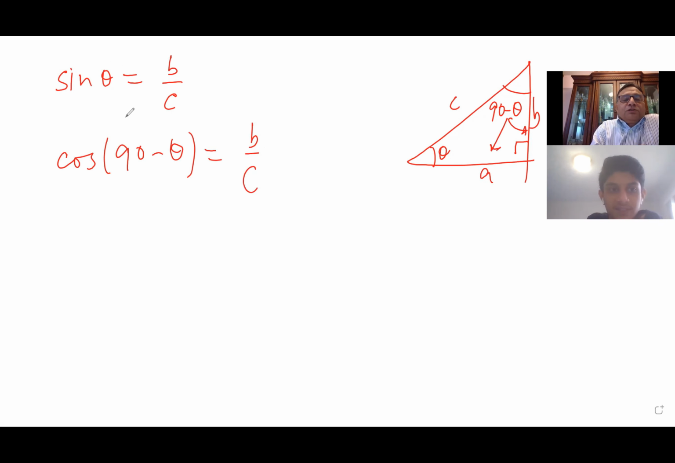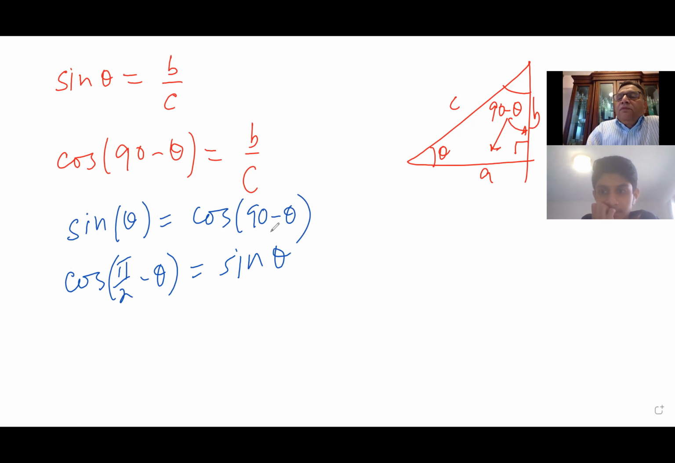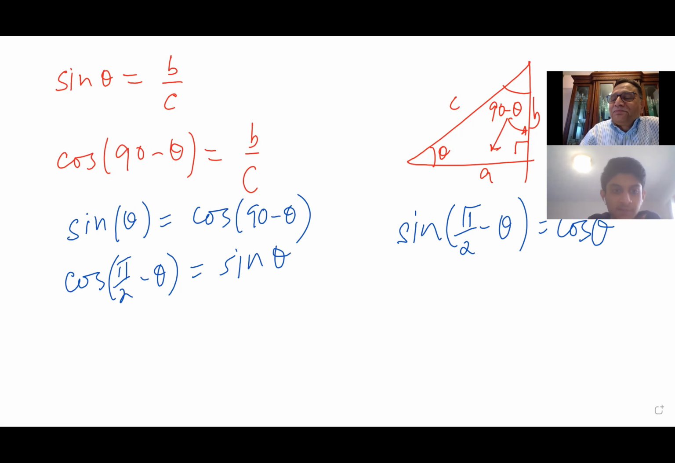So you get the idea. These are called co-functions. You can say sine of theta is equal to cos of 90 minus theta, or you can say cos of pi by 2 minus theta is equal to sine theta. Is that clear to you? Similarly, if you look from the other side, sine of pi by 2 minus theta will be equal to cos of theta. So these are the co-function identities.